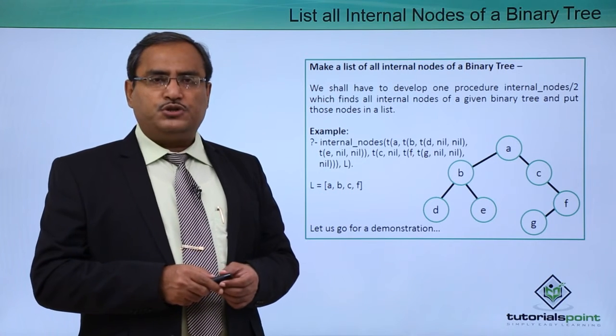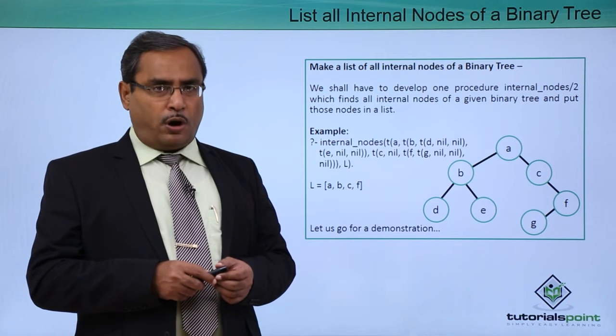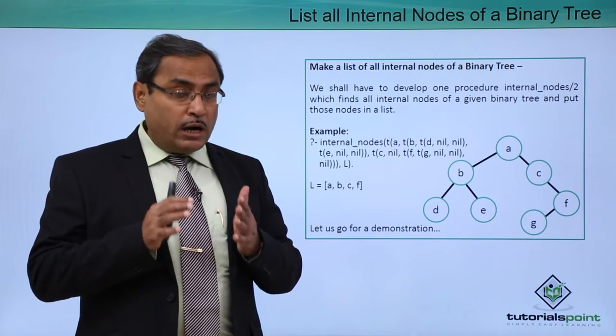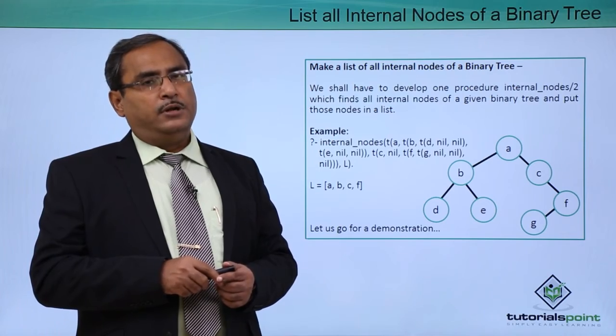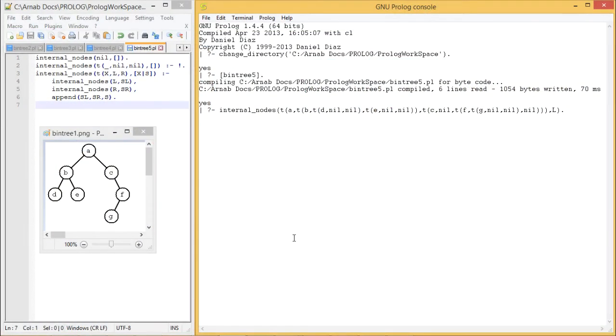So let us go for one demonstration where this problem will be implemented in Prolog, and we shall show you how to run the code and how the outputs are obtained. So here is the demonstration for you. This Prolog program will form a list of all internal nodes, that is non-leaf nodes, of one given binary tree. So this is the purpose of this code. Here one binary tree has been given. If we consider non-leaf nodes or internal nodes, you get A, B, C and F. This is the query we are going to execute on our written code.